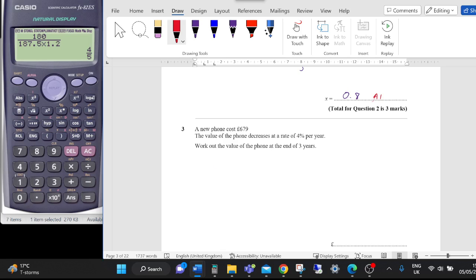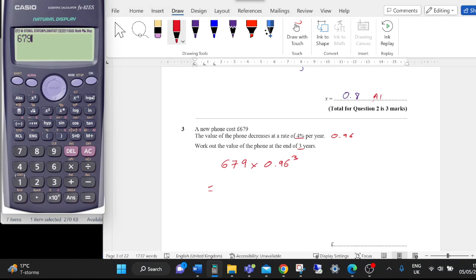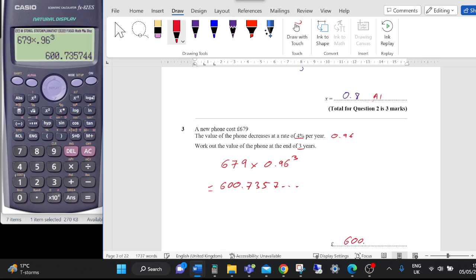So if I'm trying to work out a 4% decrease, that would be a multiplier of 0.96. So to work this out, I'm just going to do 679 multiplied by 0.96 to the power 3. And that gives me a value of 600.7357... So I'm going to say that my answer is going to be 600.74.